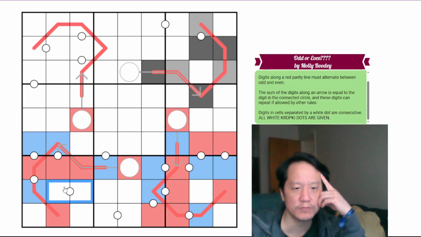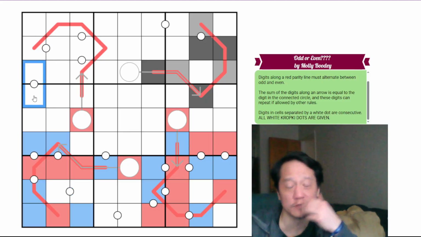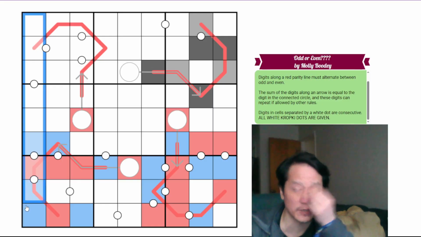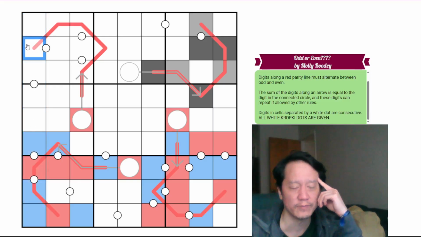This is 1 odd, 1 even, so this has to be 2 evens here. And we know one of these is odd and one of these is even, and we have 4 evens already accounted for in column 1, so this cannot be even. This is odd, and this is odd.